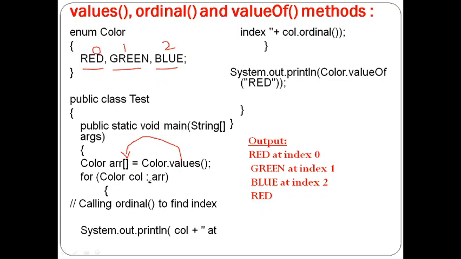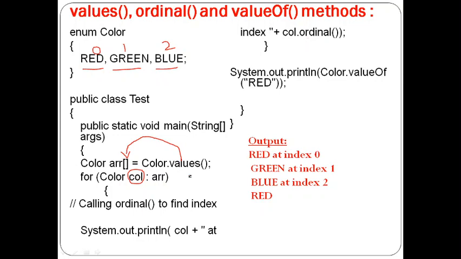For Color col : arr. So for each and every element in the array, I'm retrieving and storing it into the col variable, and with the help of that I am retrieving the index position. So simply what I am doing is I am calling col.ordinal. The ordinal method will provide me the index position.